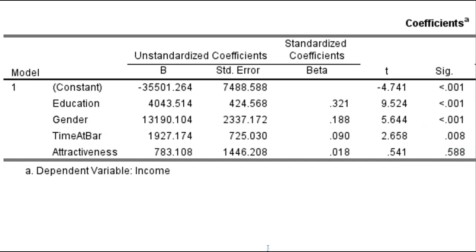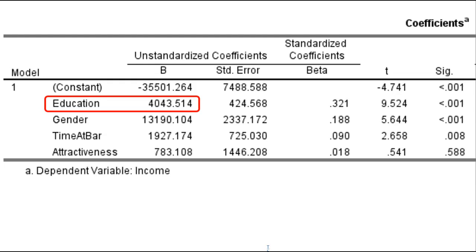For education, we have an unstandardized regression coefficient of 4,043.51. Now, the coefficient is positive, so we know that there is a positive relationship between education and income. But what does that mean in English? So as level of education increases, how much money a US adult makes also increases. Okay, we get that, but how much more exactly? So we use the actual coefficient to understand the magnitude of the impact that education has on income.